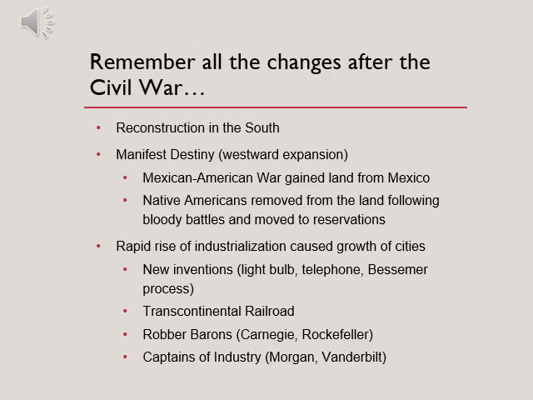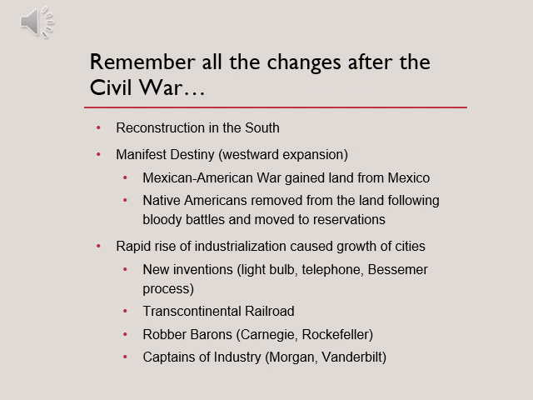Remembering all the changes that took place after the Civil War and the Reconstruction in the South, the westward expansion during America's Manifest Destiny period, the Mexican-American War and all of the land gained from Mexico, and the Native Americans who were removed from their land following bloody battles in the U.S. Indian Wars. Subsequently, they were moved to reservations throughout the United States.